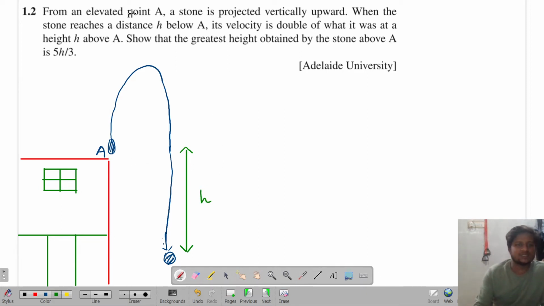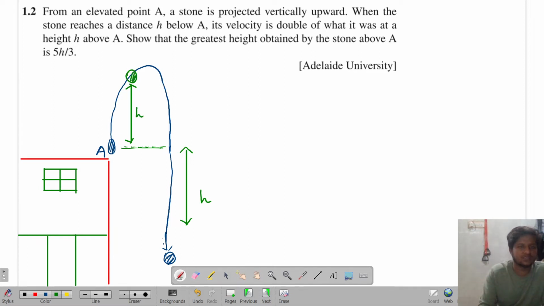Now what it is saying, let's suppose the ball is thrown from an elevated point A. A stone is projected vertically upward. When the stone reaches a distance h below A, its velocity is double of what it was at the height h above A. Try to see this. This is my reference level, or not? Tell me yes or no. So let's suppose this height is h. Okay, I made it very big. Let me erase this part, otherwise it will become a big problem. So this is my height h down, this is my height h above.